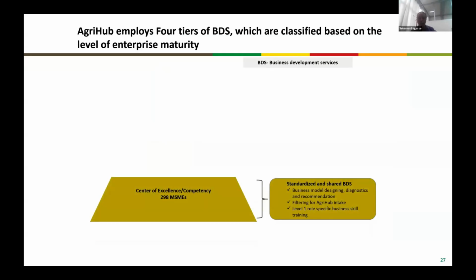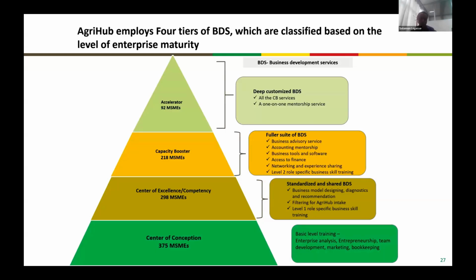To support these Agri-SMEs that are established under the ACC program, we employ a 4-tier BDS service approach. We have the lowest tier, which we call the Center of Conception. Under this tier, we provide the basic trainings and the mindset trainings, and also we provide a kind of enterprise analysis for SMEs.